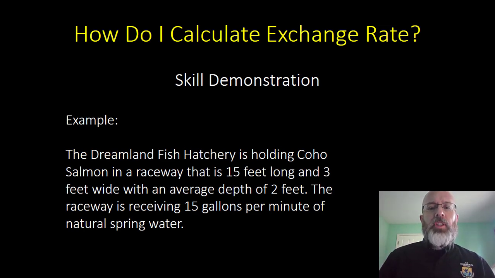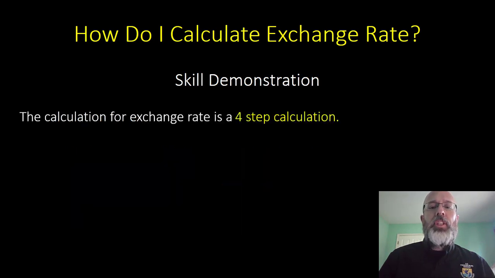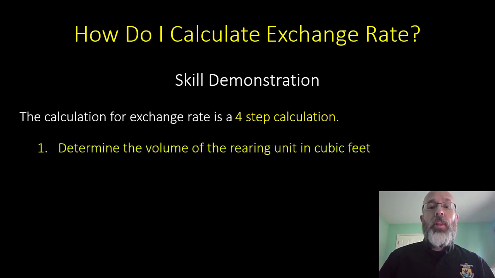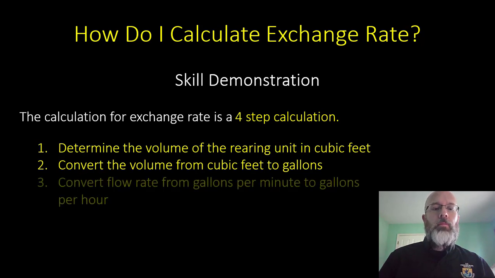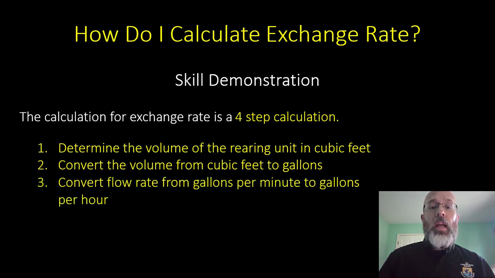The Dreamland Fish Hatchery is holding coho salmon in a raceway that is 15 feet long and 3 feet wide, with an average depth of 2 feet. The raceway is receiving 15 gallons per minute of natural spring water. Now the calculation for exchange rate is a 4-step calculation. The first is we have to determine the volume of the rearing unit in cubic feet, convert the volume from cubic feet to gallons, then convert flow rate from gallons per minute to gallons per hour, and then we can calculate the exchange rate.